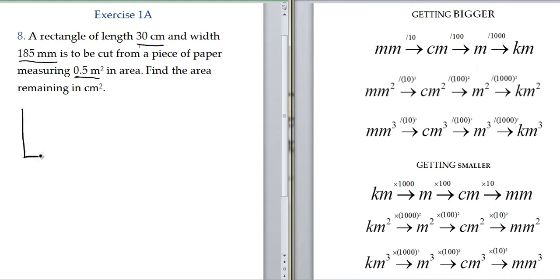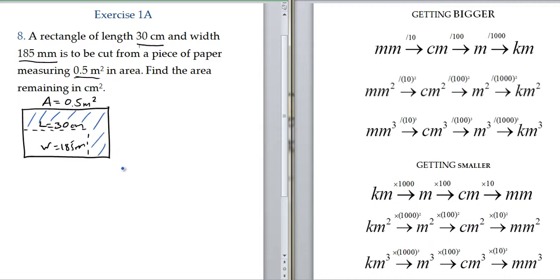So this is going to be our piece of paper. Now, excuse me if it's not a great drawing. And the area of this piece of paper is 0.5 meters squared. And from this piece of paper, we're going to cut a rectangle. This will be the rectangle here. That has a length of 30 centimeters. So length equals 30 centimeters. And the width equals 185 millimeters. Okay, so that's basically our diagram of what's going on in the question. And what we're going to need to find, this area remaining, is this bit here. It's whatever hasn't been cut out. So that's basically what we're dealing with.